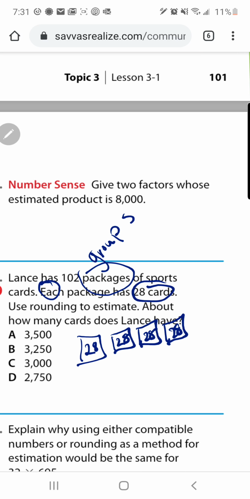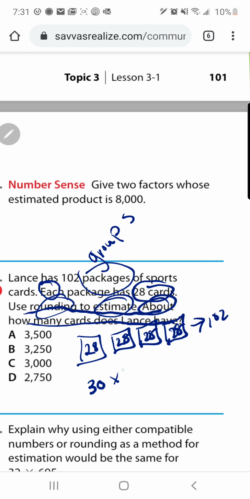So it says use rounding to estimate. About how many cards does Lance have? About tells me to estimate, round, right? So I'm going to round off 28 to 30, and I'm going to round off 102 to 100. And that gives me an estimated product of about 3,000. Remember, you got 3 zeros, 2 on the 100 and 1 on the 30, so just combine them and then multiply 3 times 1, which gives you 3,000. So the answer ends up being letter C for that one.